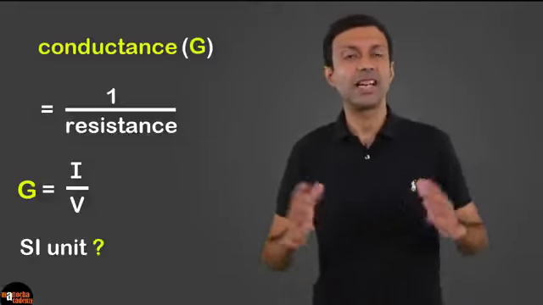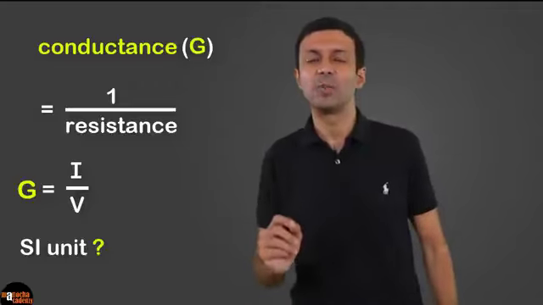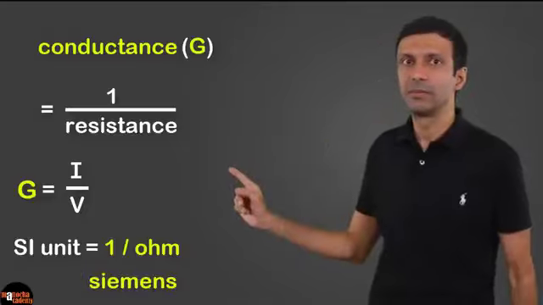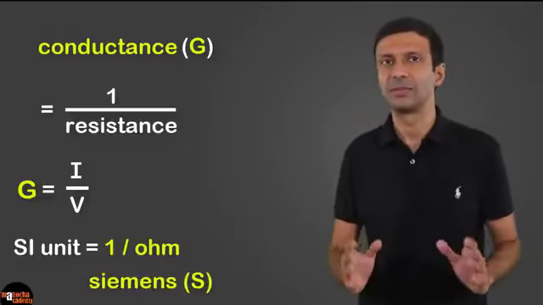Now what will be the SI unit of conductance? It's going to be 1 by ohm, and this is called Siemens, and the symbol is S.